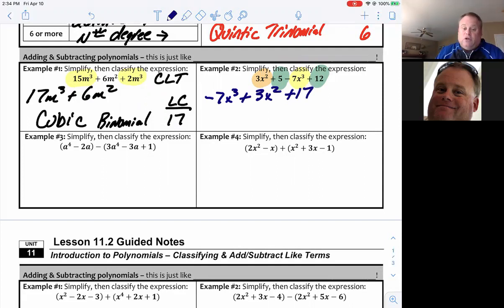Now, when I look at this, how many terms are there? Well, there are 3, so that's called a trinomial. And what is my highest power? Well, once again, it's 3, so it is a cubic.